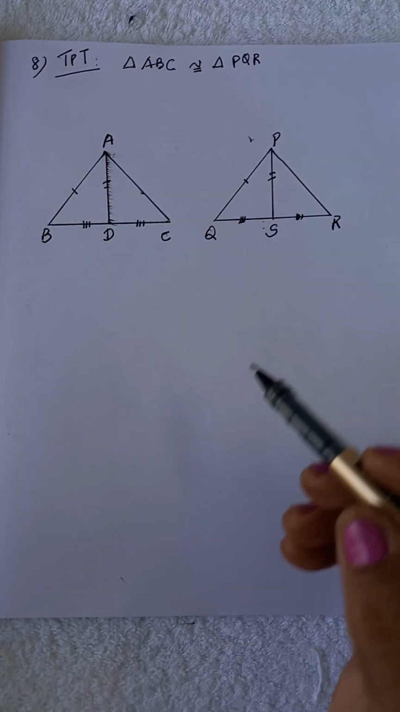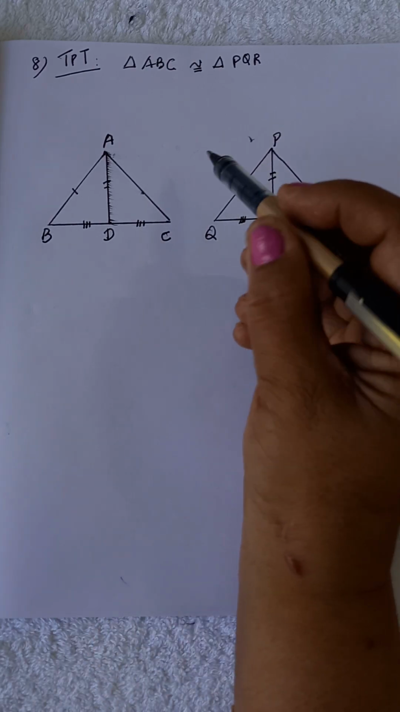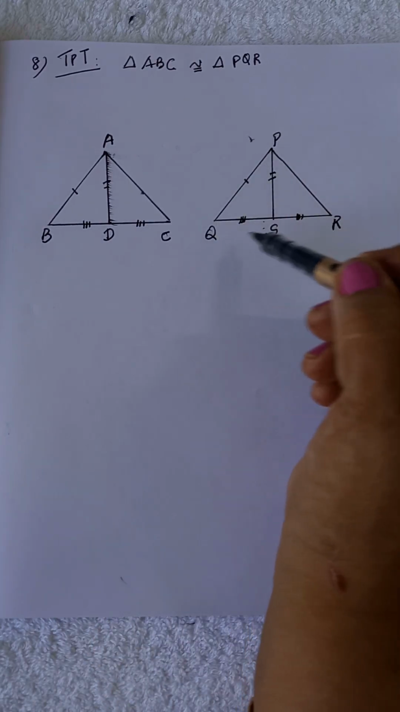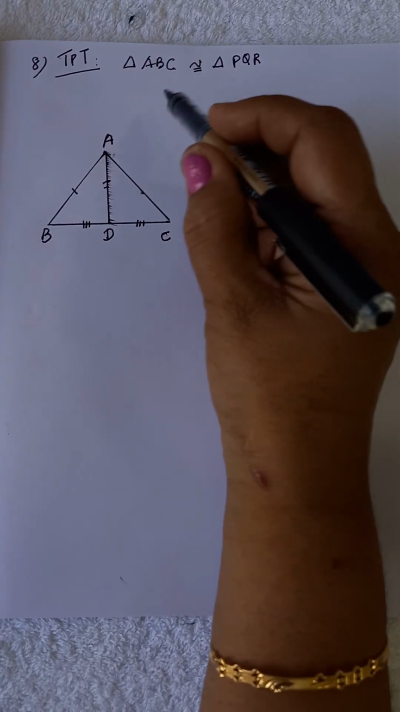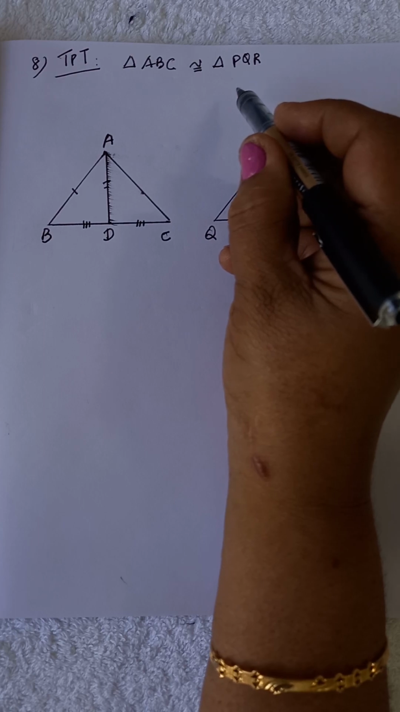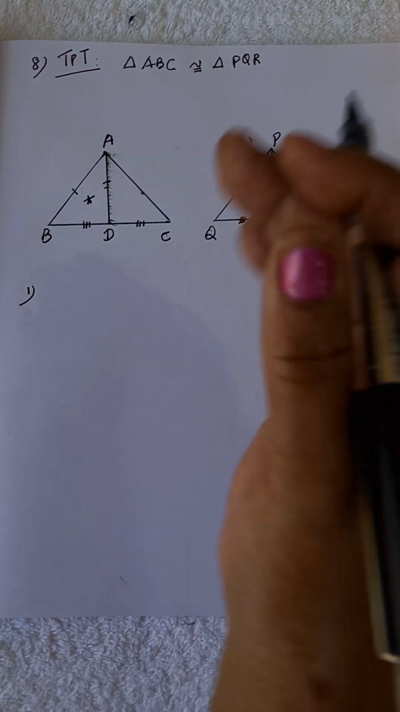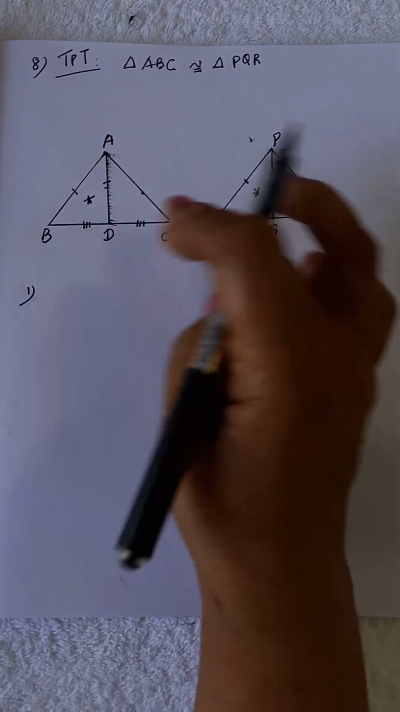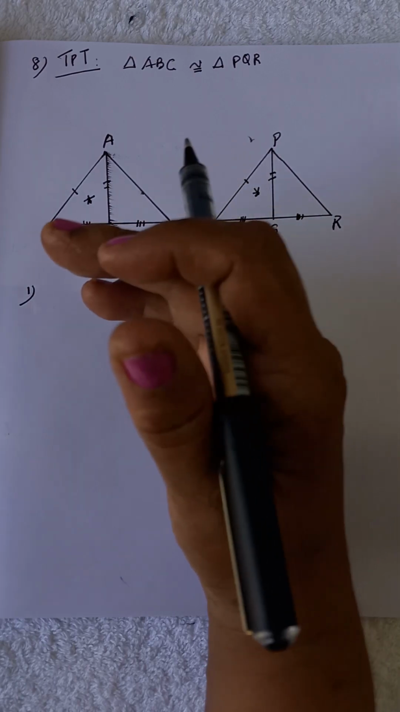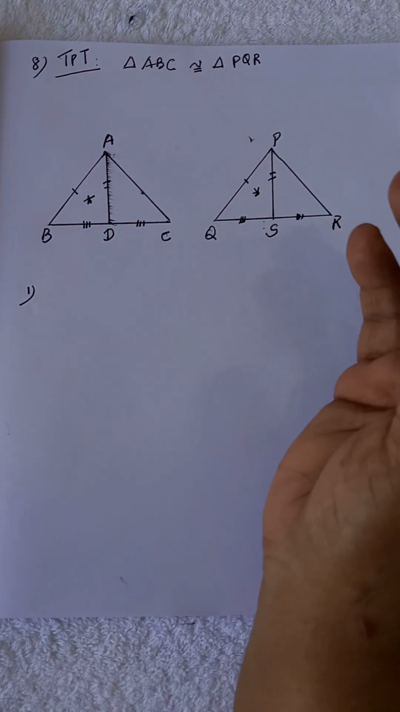Here we want to prove triangle ABC is congruent to triangle PQR. So at first, instead of taking the large triangles, we are taking the smaller ones, ABD and PQS. Then we will prove those two triangles are congruent, and from that we will find one angle of those two triangles as corresponding angles, and then we will prove it in the case of the large triangles.